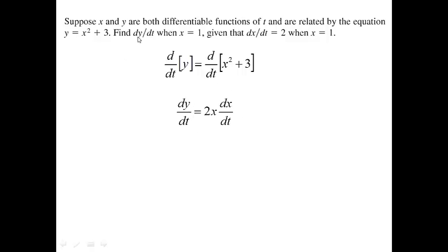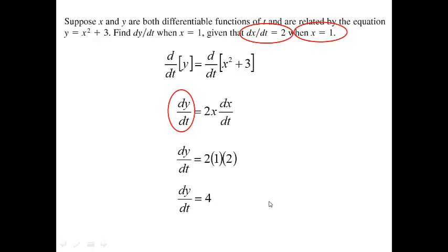But they want us to find dy dt when x is equal to 1 and when dx dt is 2. So they gave us everything, and they want us to come out with a final number answer. So we're going to put in 1 for x, and we're going to put in 2 for dx dt. Then we finish this and we get a 4. Final answer. How's that?